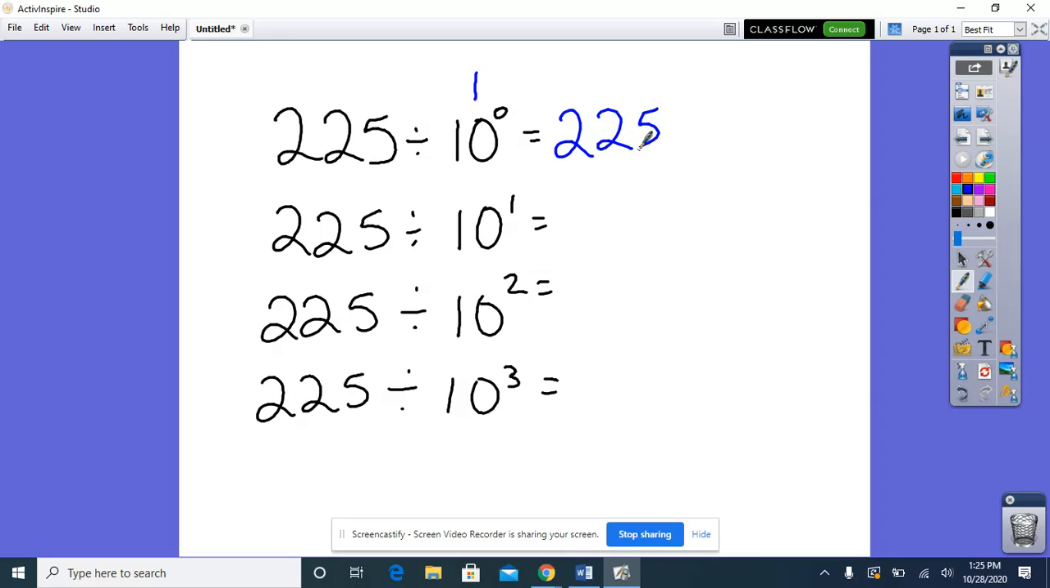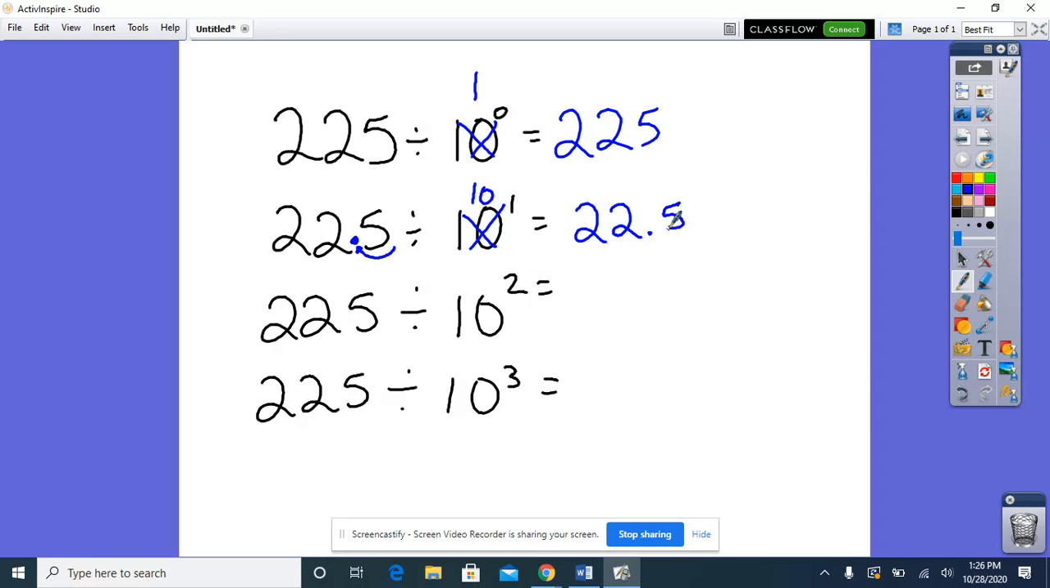If I have 225 divided by 10 to the first power, 10 to the first power equals 10. So when I have 225 divided by 10, all I'm going to do is count how many zeros I have in my power of 10. I have 1. So I'm going to start at the end of my whole number, that's where my invisible decimal really is, and I'm going to move it in one time because I had 1 zero. That would give me 22 and 5 tenths.